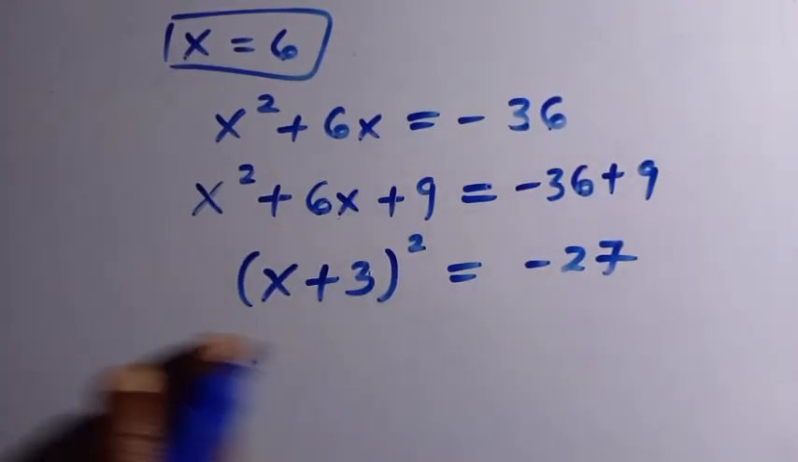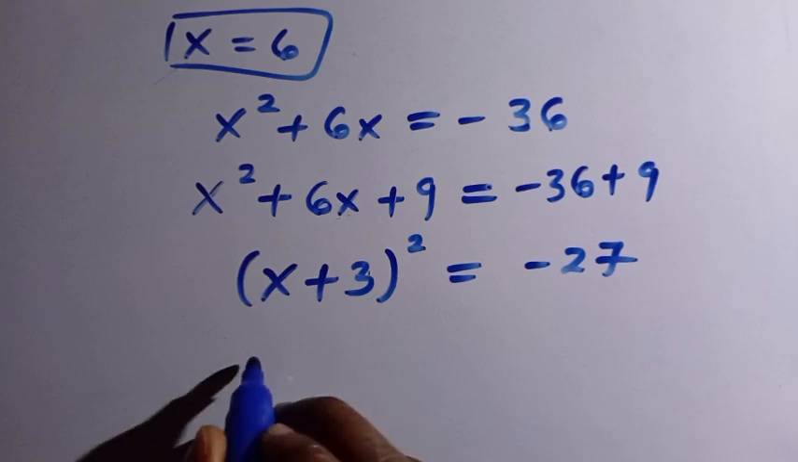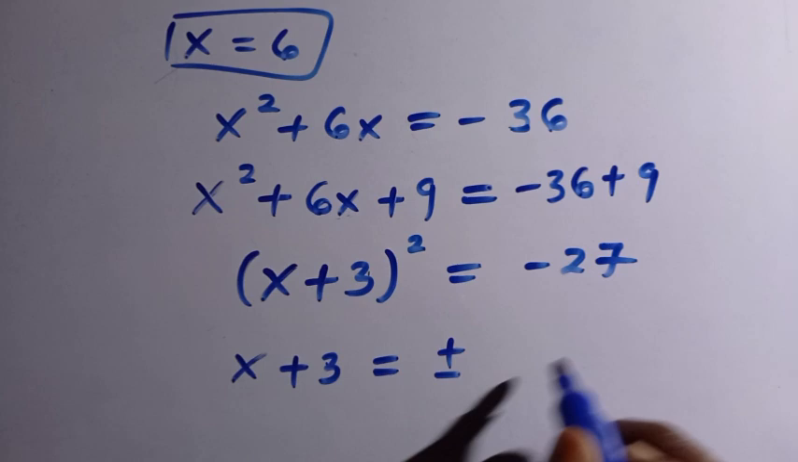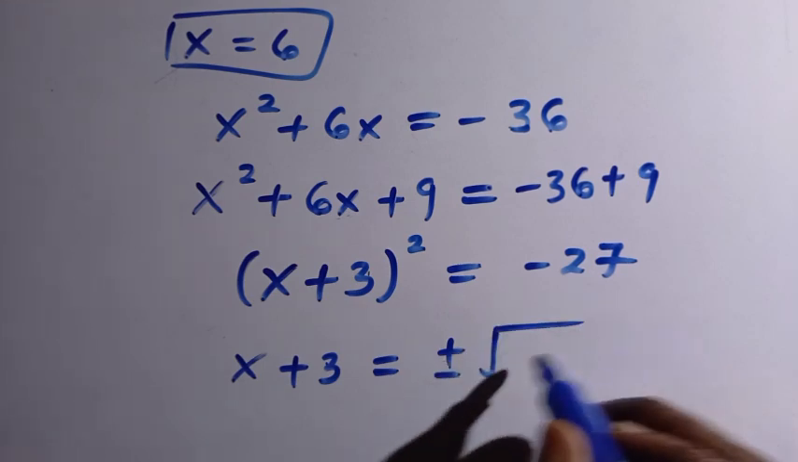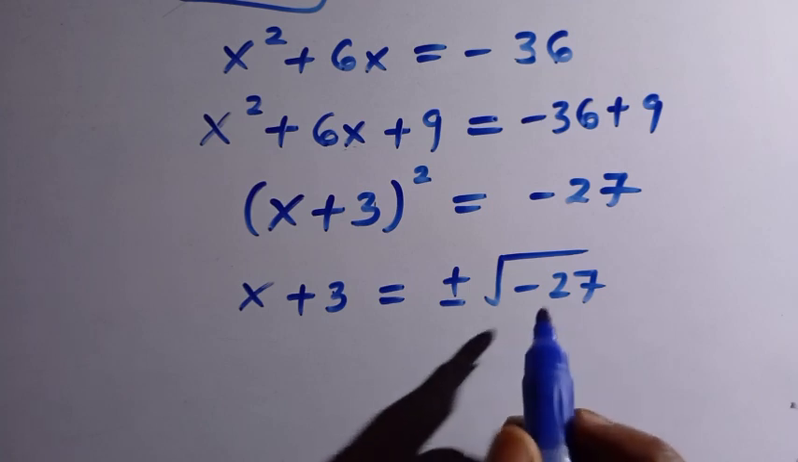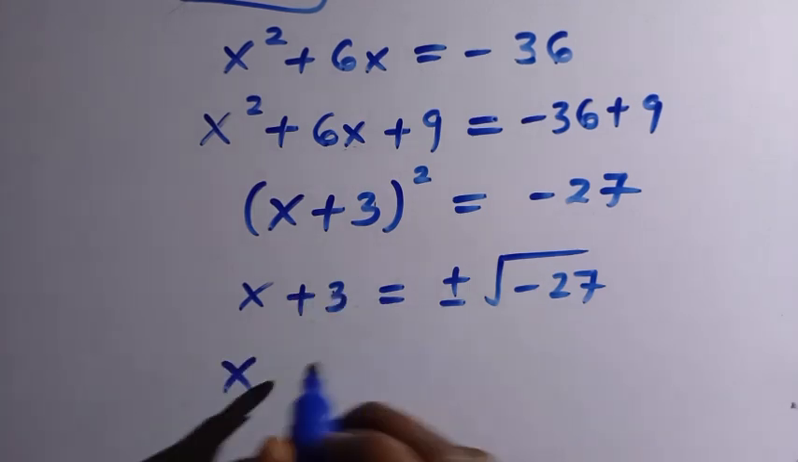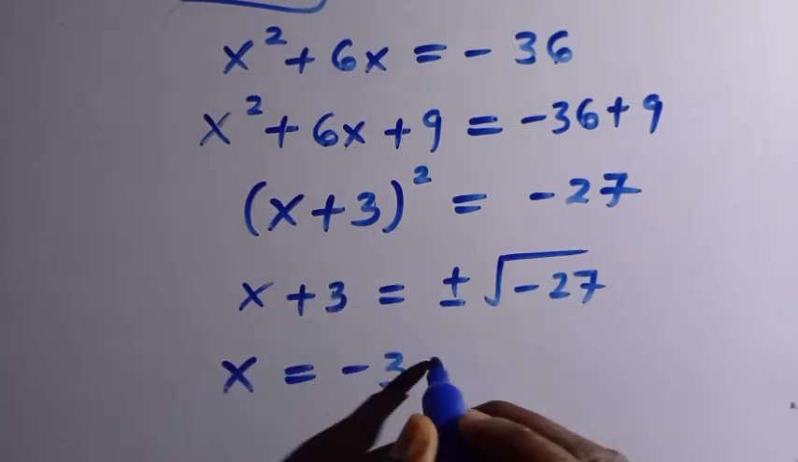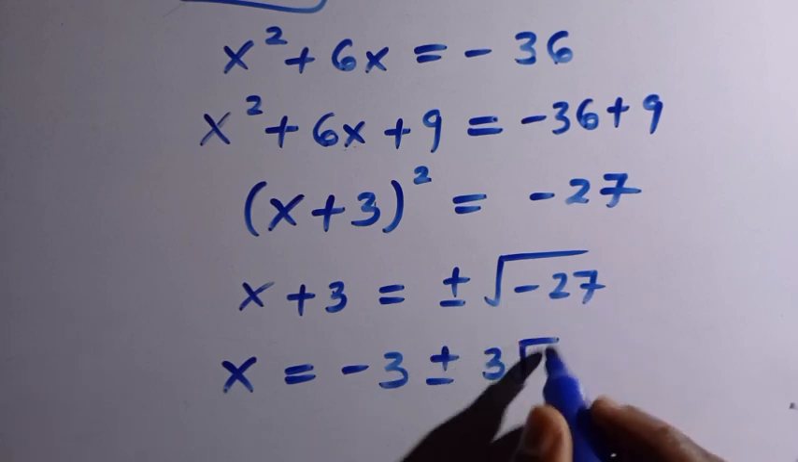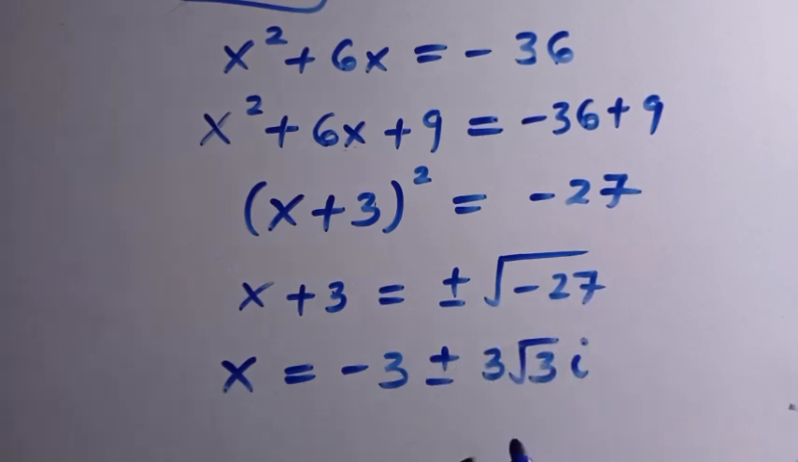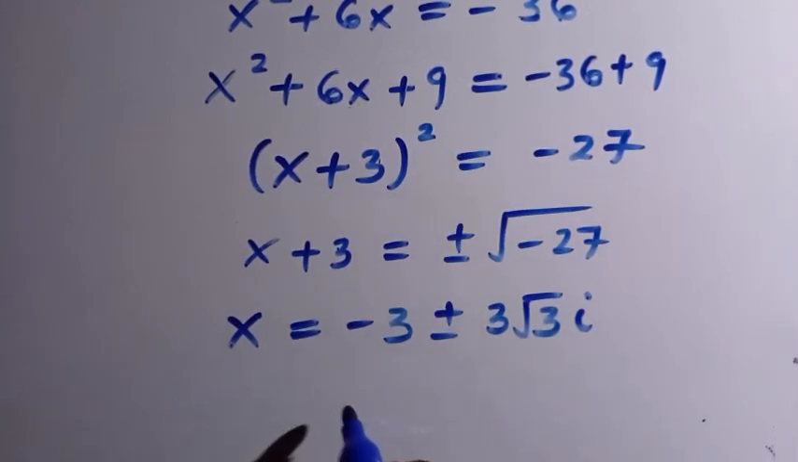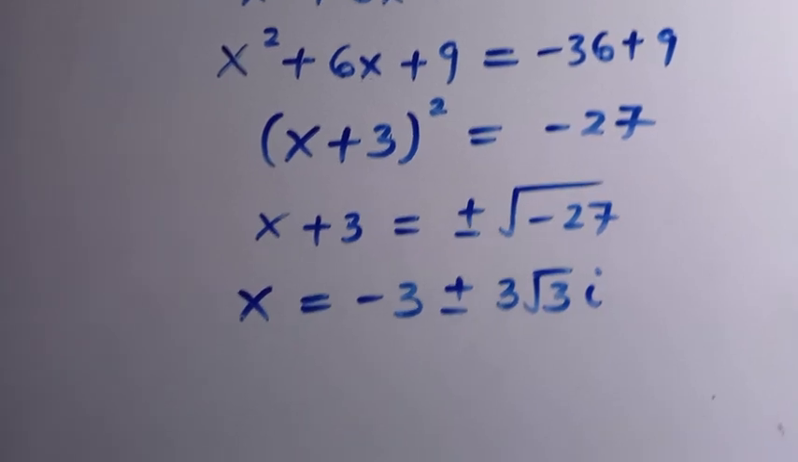And by taking the square root of both sides as we did earlier, we have x plus 3 equals plus or minus the square root of minus 27. And we shouldn't forget what we got earlier, so when we transfer this, we have x equals minus 3 plus or minus. So the whole of this becomes 3 square root of 3 i. And these are the other 2 solutions, which makes a complete 6 solutions.